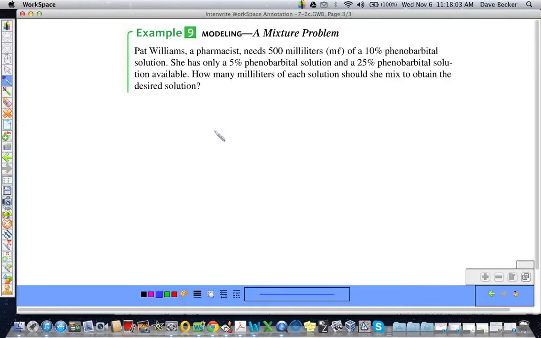So what we're going to do is set up a system of equations. We need how many milliliters of each solution. So X equals the milliliters of 5% solution, because we have 5% phenobarbital and 25%, and we need a 10%. So X is going to be the amount of milliliters of 5% solution. Then Y will equal the number of milliliters of 25% solution.